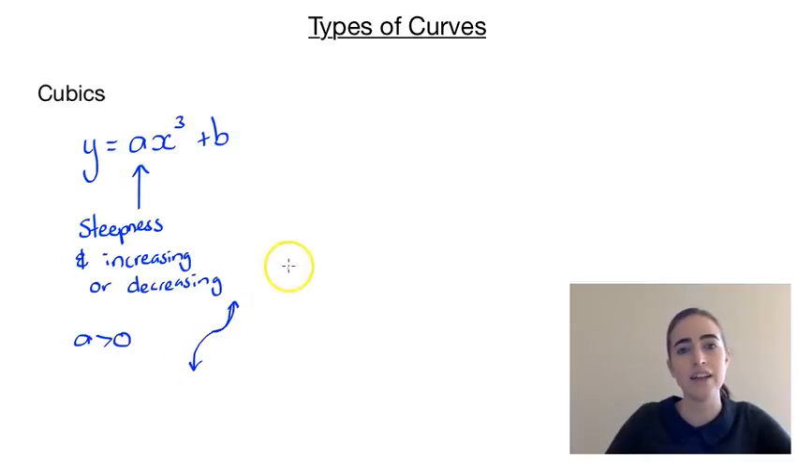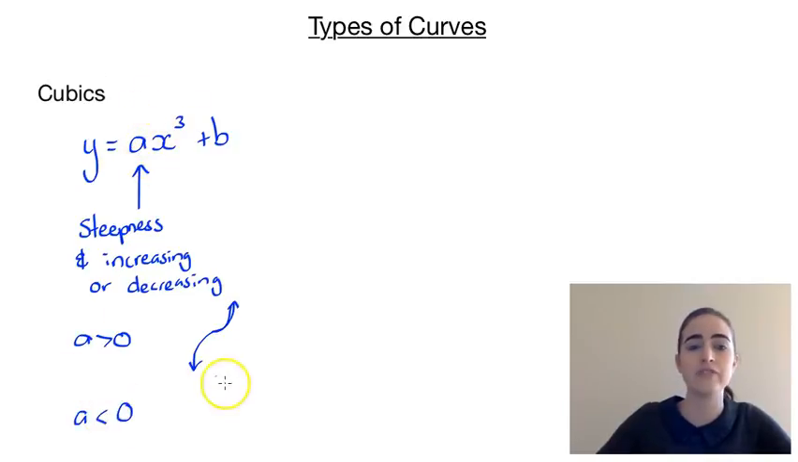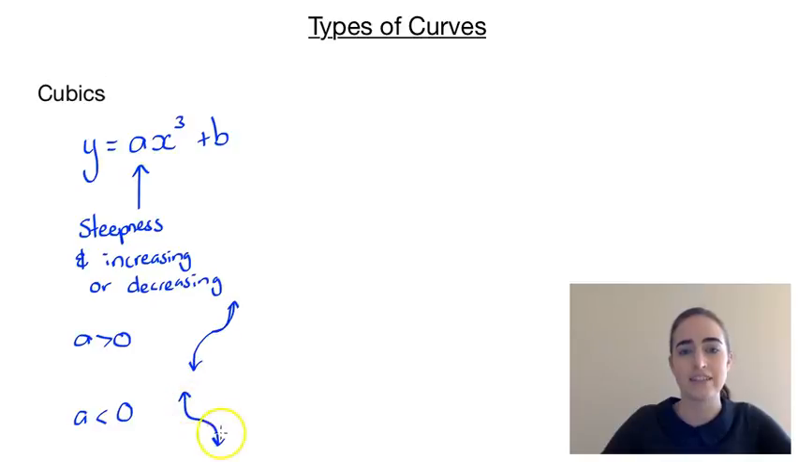As we move to the right, it's getting bigger. If a is less than 0, so it's a negative coefficient of that x cubed term, then our cubic is going to be a decreasing curve. So as we move to the right, it's getting smaller. This constant term on the end, again, tells us the y-intercept of the curve. So it shifts that whole cubic up or down our axis.